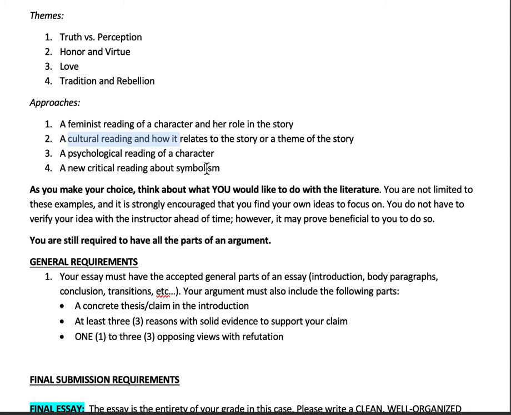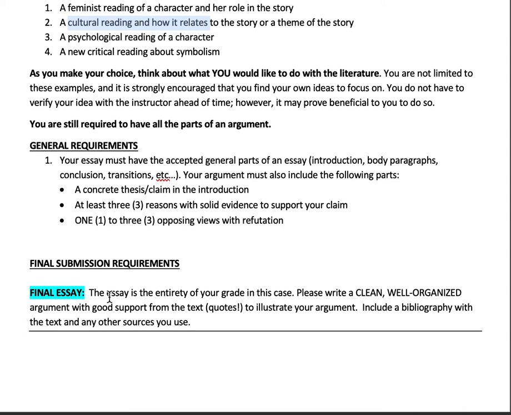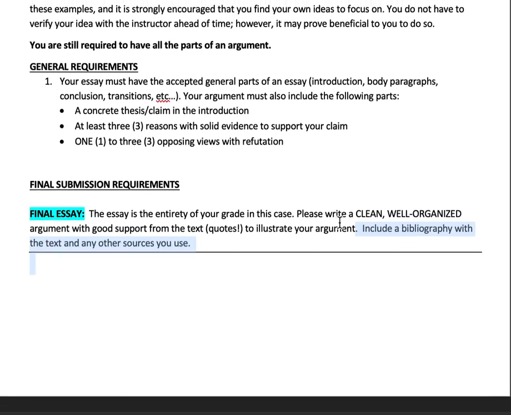Same thing on the different readings of the characters. If you're going to tell me that a cultural reading is very important, a historical reading of the samurai tradition, you need to pull in quotes which show me that. And again, the same thing goes if you choose to pull in outside research. Absolutely welcome to. Just remember that you should pull in evidence from those source materials to help show your audience what you're talking about. Again, include a bib with at least the short story on there, and then any other source material that you guys use.